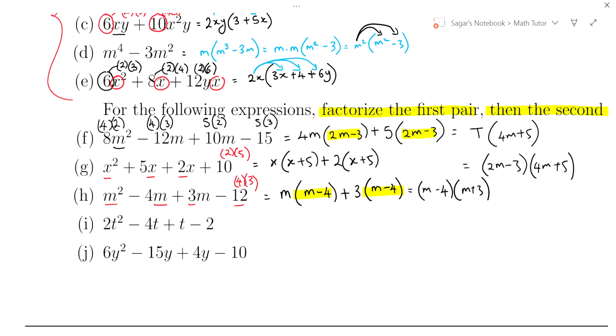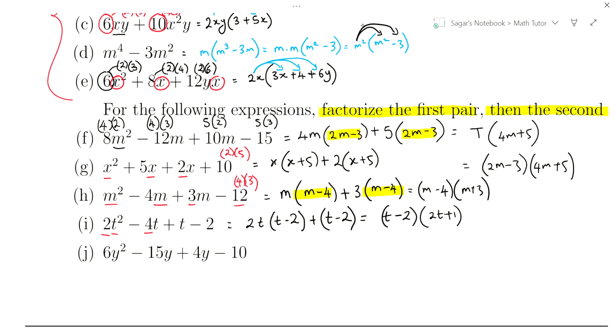Next question. We see 2 is common and t as well. So let's factor out 2t, open brackets, t minus 2, plus t minus 2. I can just put a bracket around there just to make it aesthetic and pull out the t minus 2. Watch. 2t, t minus 2, open brackets, 2t plus 1. And that's how we factor that.